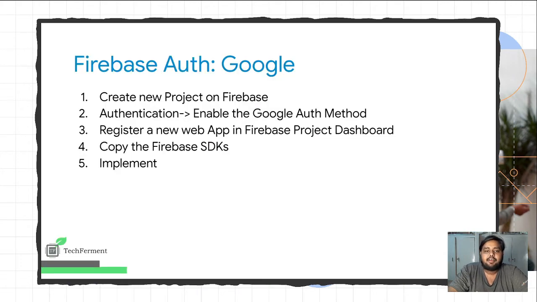Now I'm going to talk about how we can implement Firebase authentication with Google. So first you need to create a project on Firebase, and then you have to go to the authentication and enable the Google Auth method. And then you need to register a web app in your Firebase project. And after that, you have to copy the Firebase SDK file and implement it in the code part.